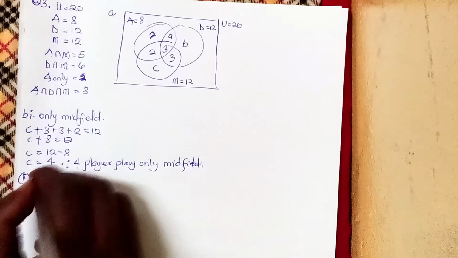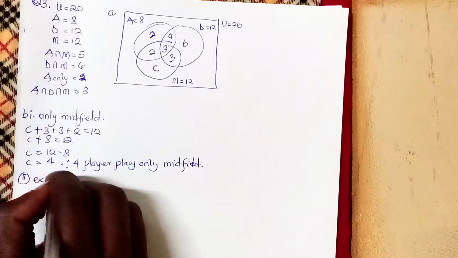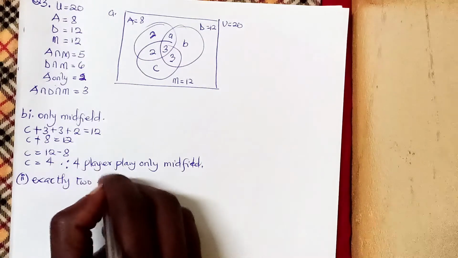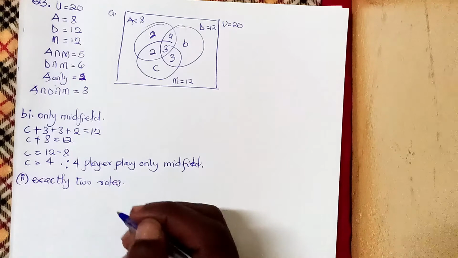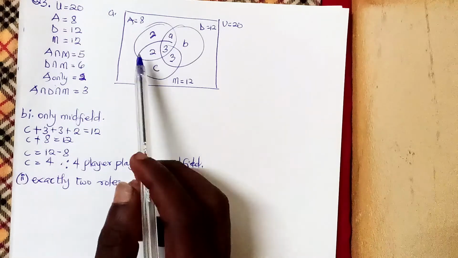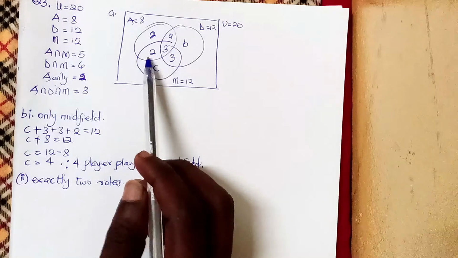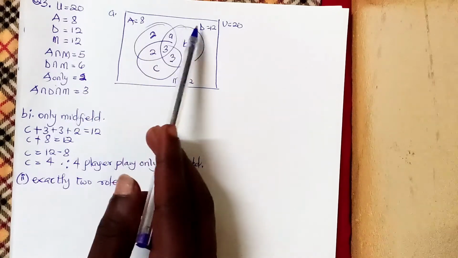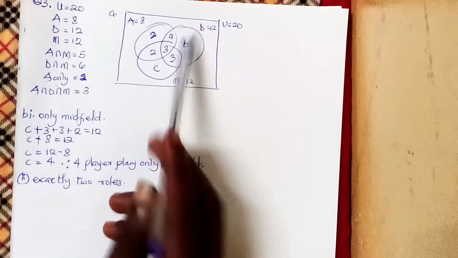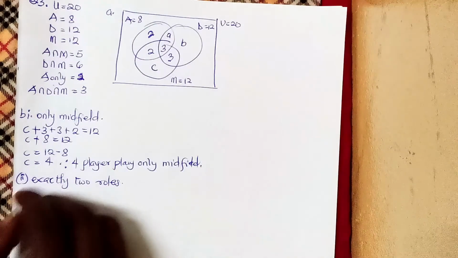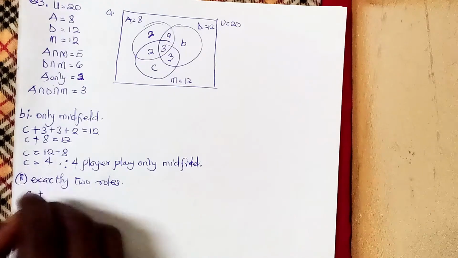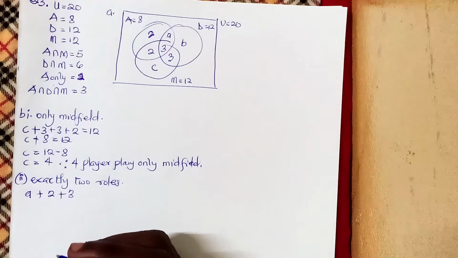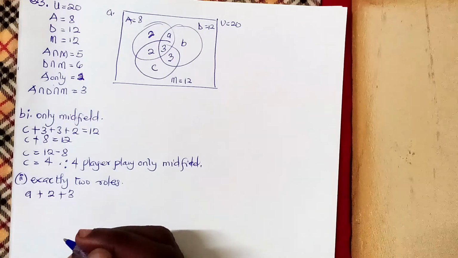Exactly 2 rows. With the exactly 2 rows, we are going to add that of this, the intersection between attackers and the midfielders, and the intersection between attackers and the defenders, and lastly the intersection between defenders and the midfielders, of which you have A plus 2 plus 3. We don't have our A, so we find A before we can find our answer.